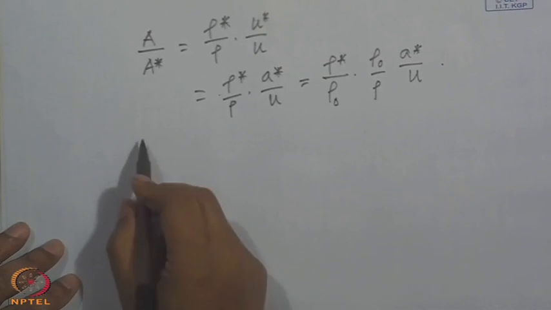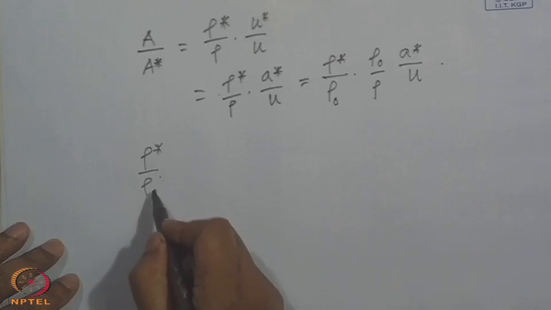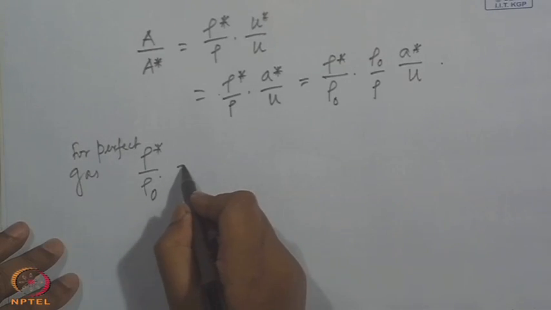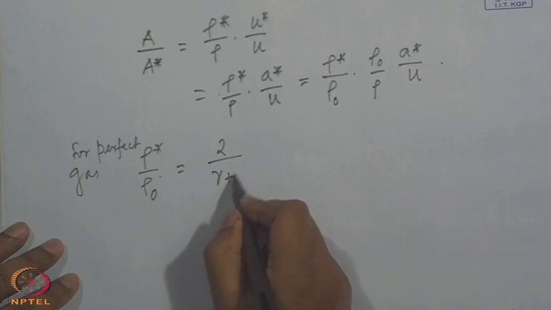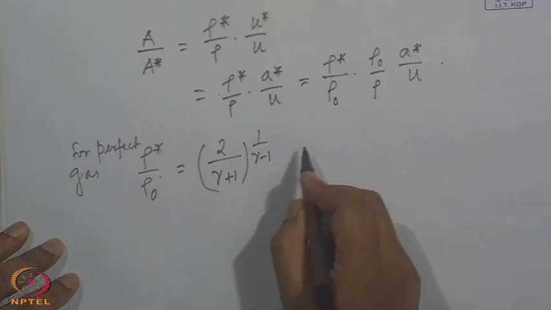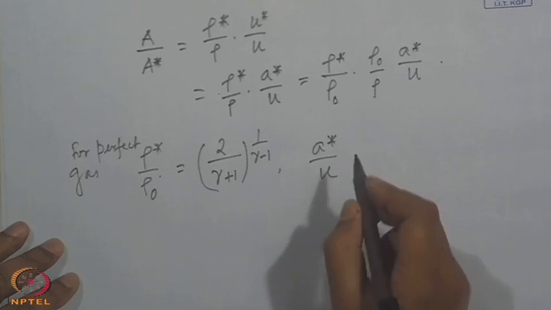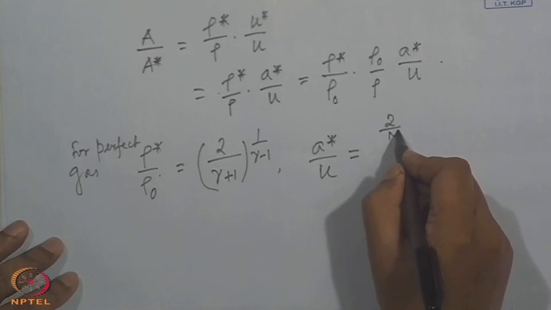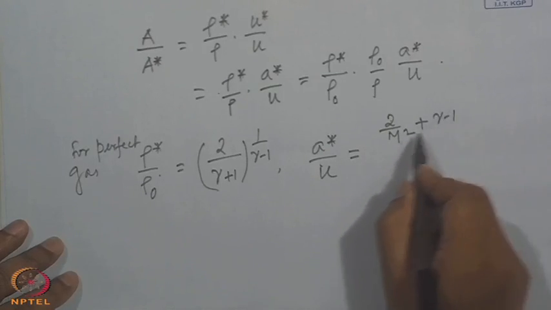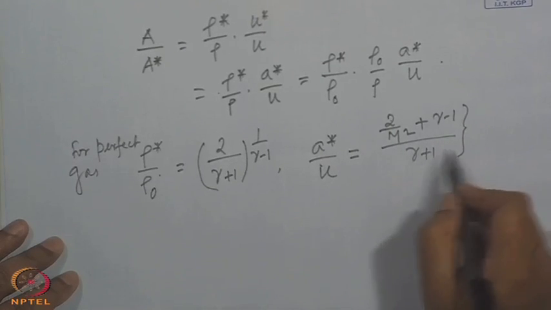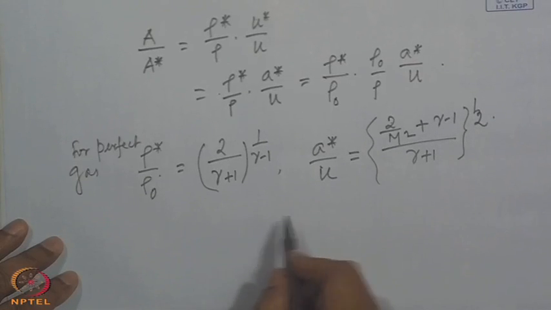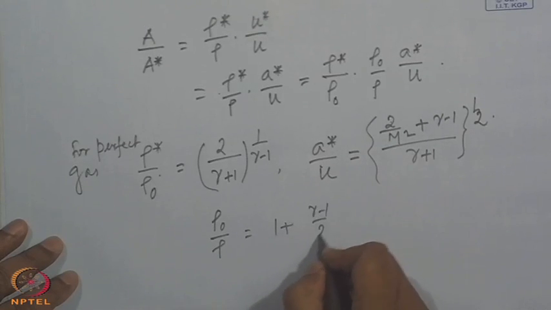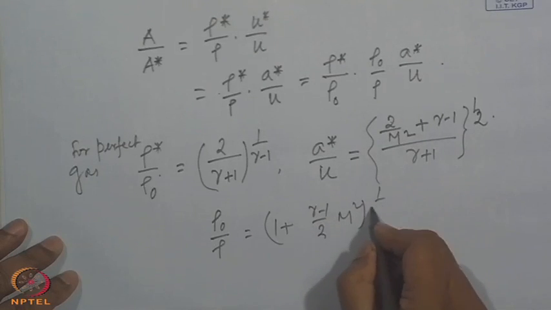Now, we have already seen that rho star by rho 0 for a perfect gas, and a star by u, which is inverse of the speed ratio M star, is given by 2 by M square plus gamma minus 1 divided by gamma plus 1, and the isentropic relationship rho 0 by rho as 1 plus gamma minus 1 by 2 M square to the power 1 by gamma minus 1.